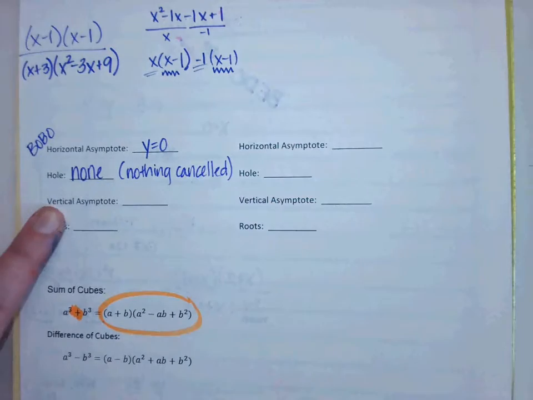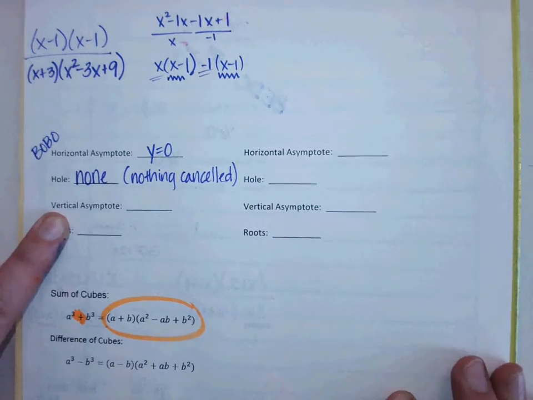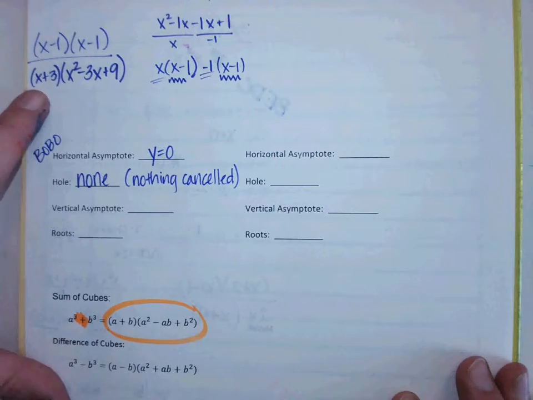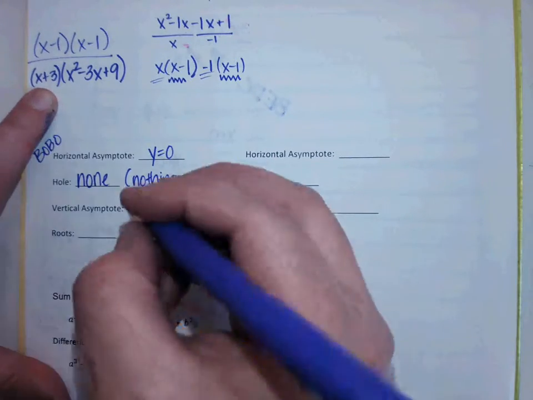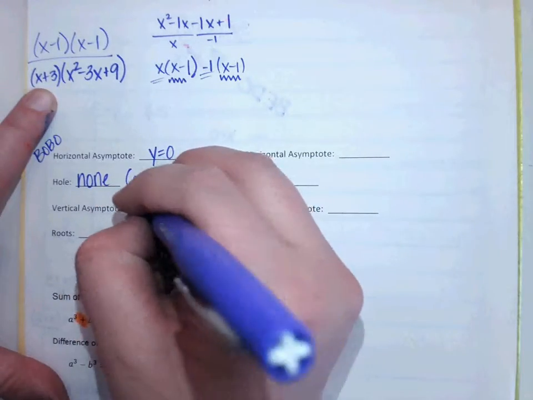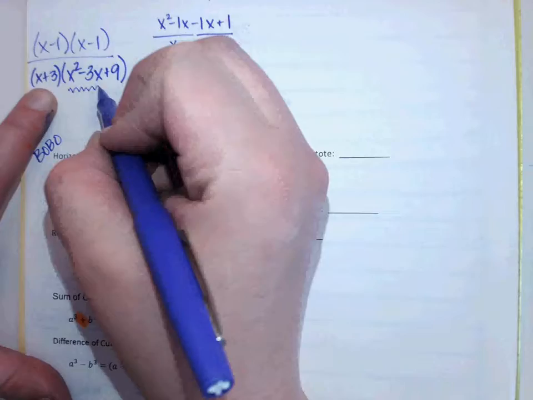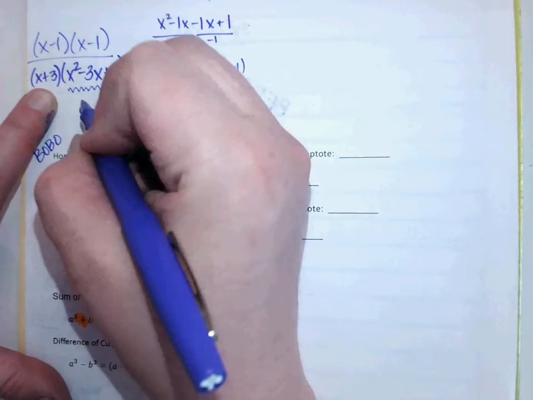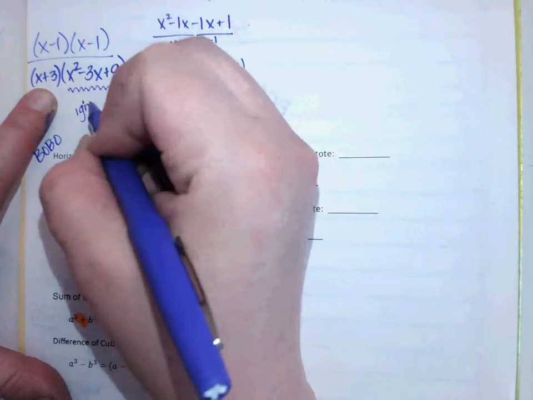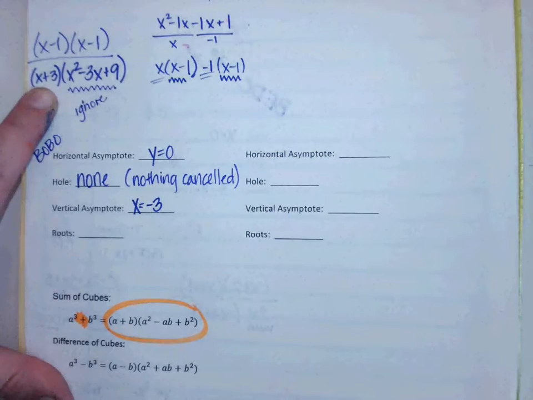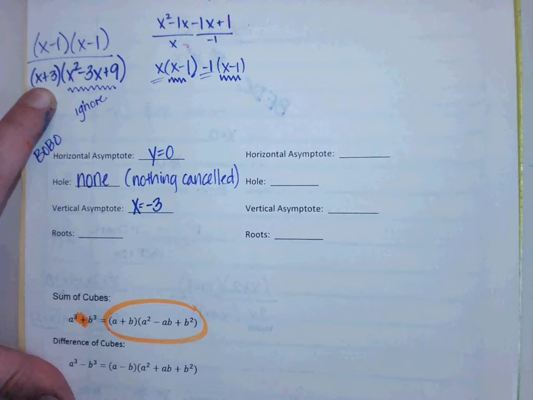Okay, vertical asymptotes are any x's left over on the bottom. This is an x plus 3. Where will the vertical asymptote be at? Negative 3. Now, if you remember using the cubes formula, this guy doesn't give anything. Okay, that you can ignore. The second little part of the formula never gives you an asymptote or a hole or anything like that. You could try to t-chart it, but it won't work.